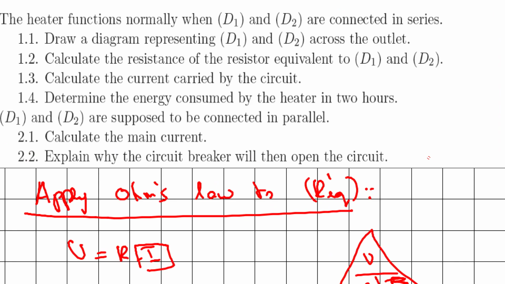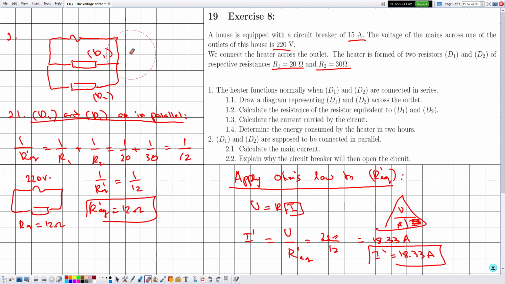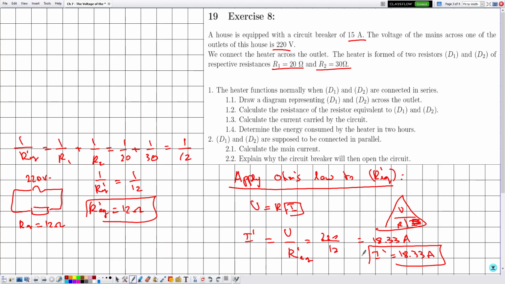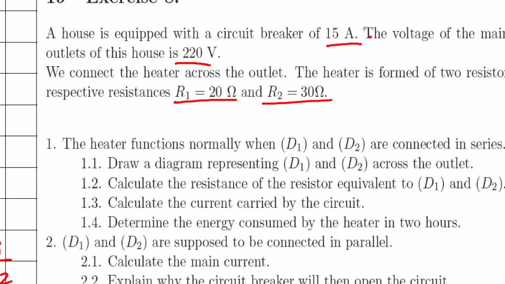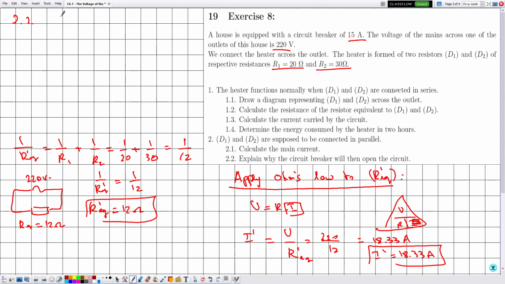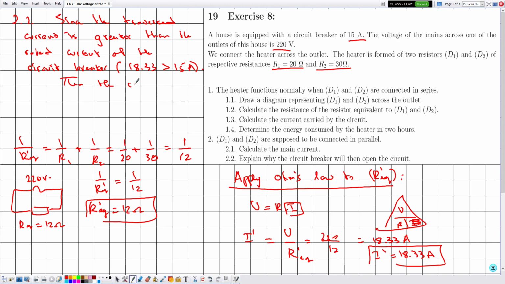Then explain why the circuit breaker will then open the circuit. So in order to know whether the circuit breaker will open or remain closed, we need to compare the traverse current to the rated current of the circuit breaker, which is given by 15 amperes. Then let's say since the traverse current of the circuit breaker, and this is because 18.33 is greater than 15 amperes, then the circuit breaker will open the circuit.